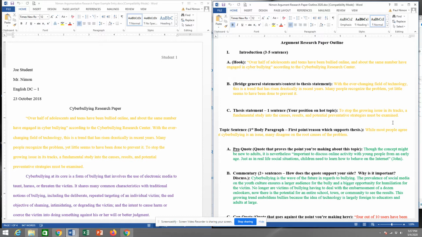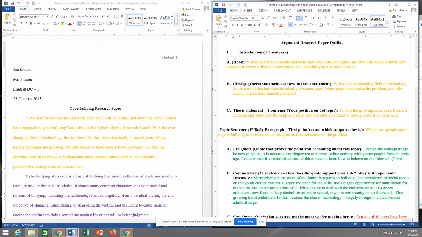First of all, my thesis is broken up into three subtopics. My three subtopics are the causes, the results, and potential preventative strategies. What are these subtopics of? Stopping the growing issue of cyberbullying. To stop the growing issue of cyberbullying in its tracks, so here's my topic, the growing issue of cyberbullying, a study into the A, B, and C. These are my subtopics. These are what each of my body paragraphs will be about.